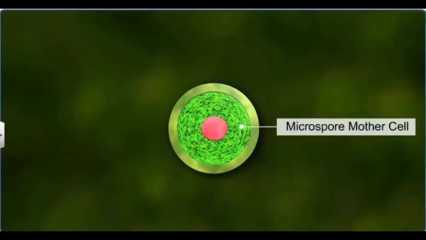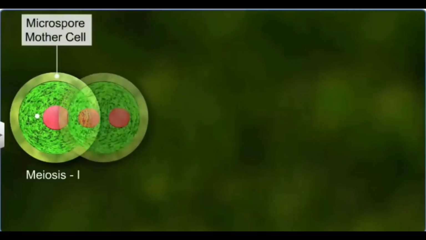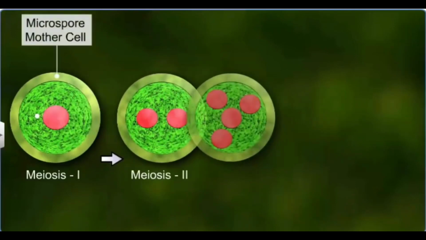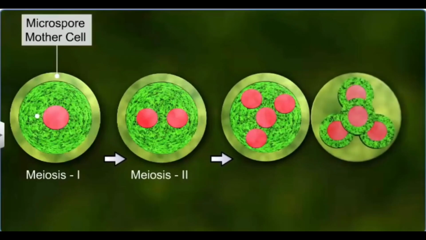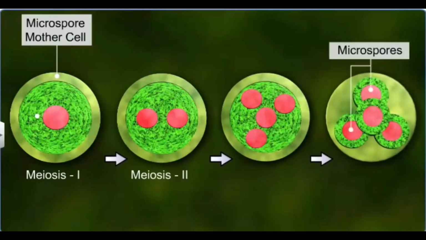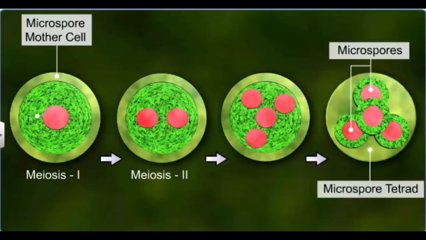These microspore mother cells divide meiotically to form haploid microspores, which arrange themselves in a tetrad. The process of formation of microspores meiotically from a microspore mother cell is called microsporogenesis.